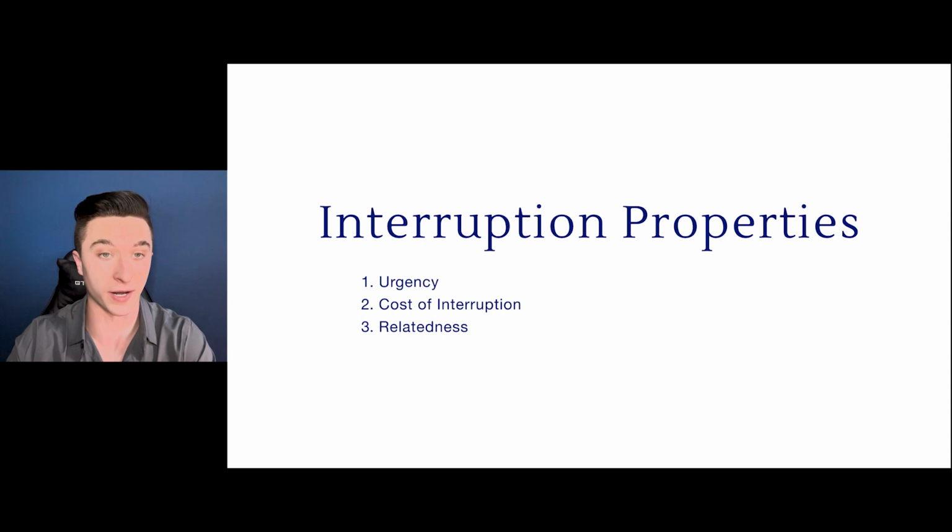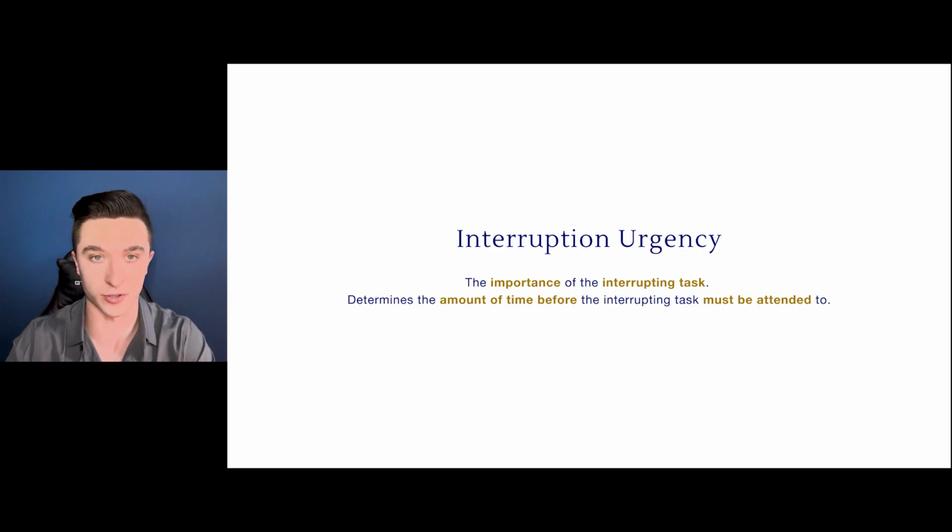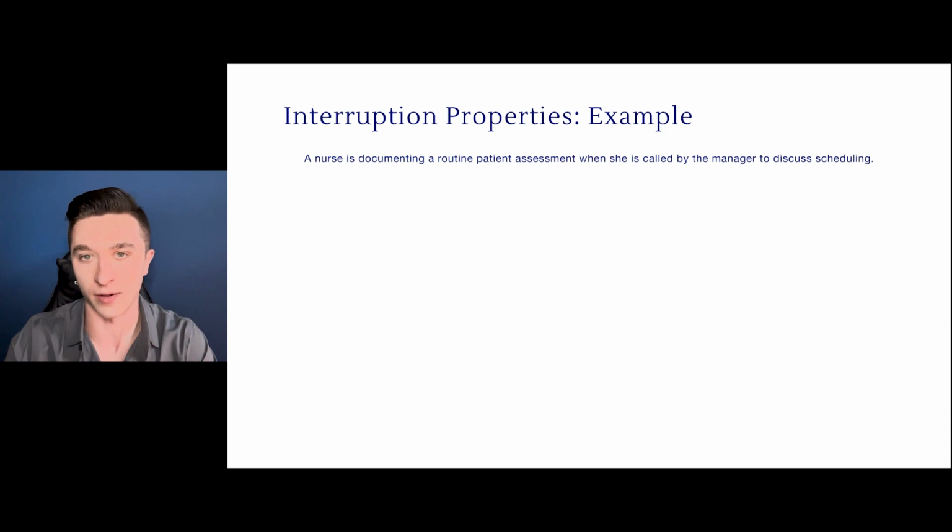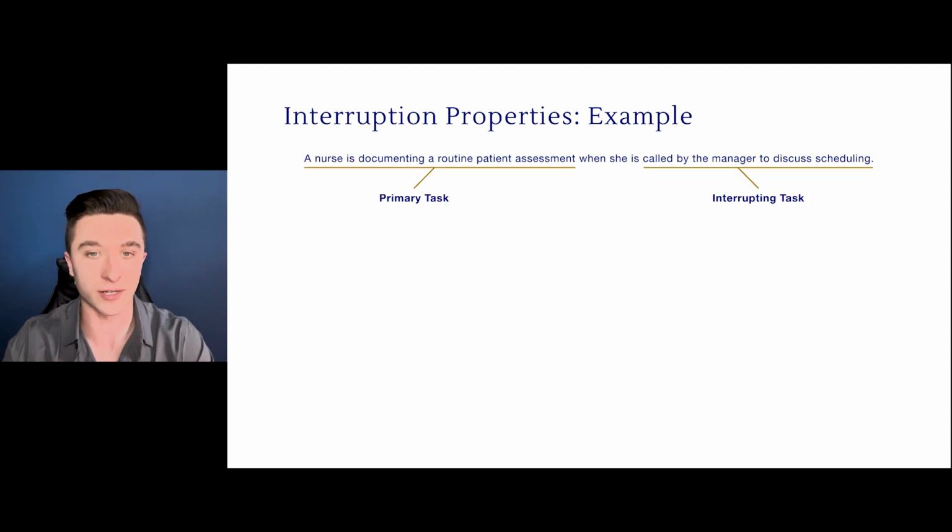So first, let's talk about the first one, interruption urgency. Now, urgency refers to the importance of the interrupting task. Essentially, urgency determines the amount of time that you have before the interrupting task has to be attended to. So let's use a similar example to the one that we had before, right? The nurse is documenting a routine patient assessment when she's called to the desk by the manager to discuss scheduling. Here, the documenting is the primary task, and the call to the desk is the interrupting task. Since urgency is looking at the interrupting task, we're deciding here how important the call from the manager is.